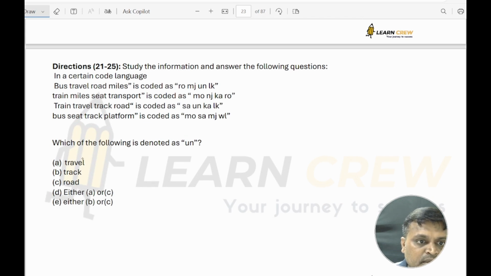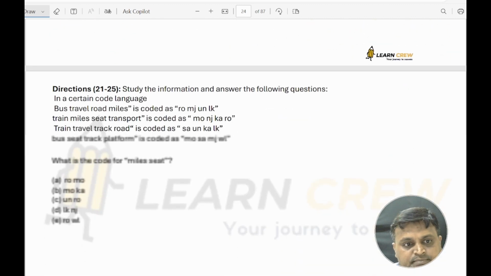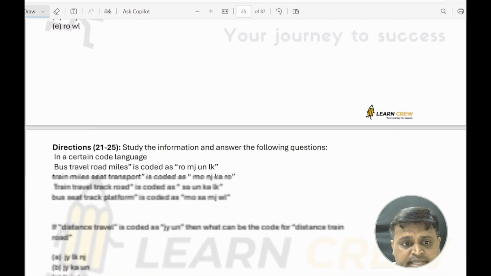Next one. Which of the following is the code for UN? Just now we have said UN can be for travel or road. So, option either A or C. Next one. What is the code for miles seat? Miles is RO, seat is MO. RO, MO. So it is option A.